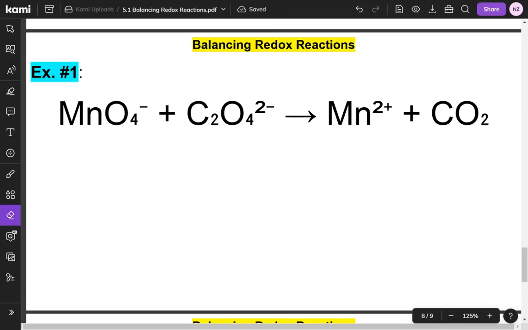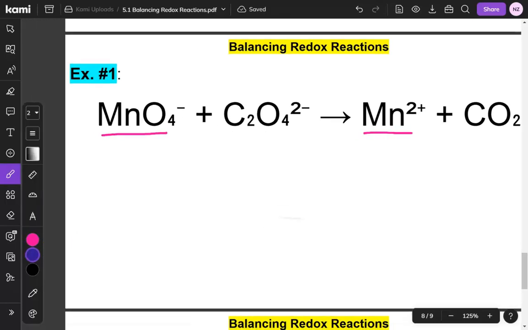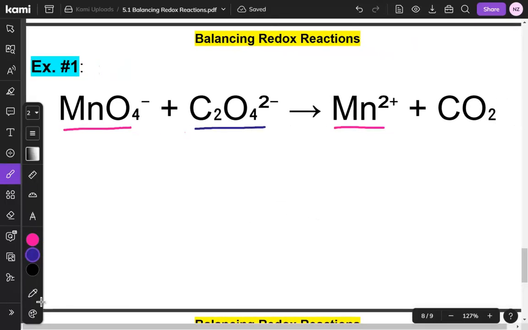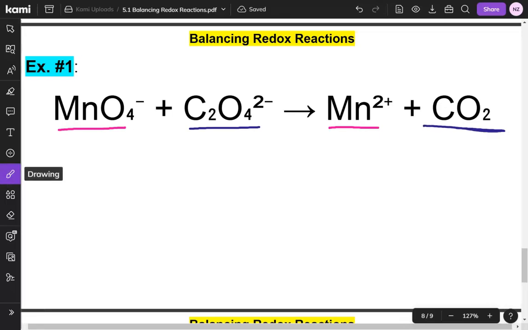Okay, so we're going to go through all of the different steps here in this reaction. So this is a redox reaction. And our first step is to divide it into two half reactions. So I have manganese and I have carbon and oxygen here. Okay, so I'm going to split it into two half reactions, one with manganese and one with carbon and oxygen. So we've got manganese and oxygen, and then I have manganese right here.